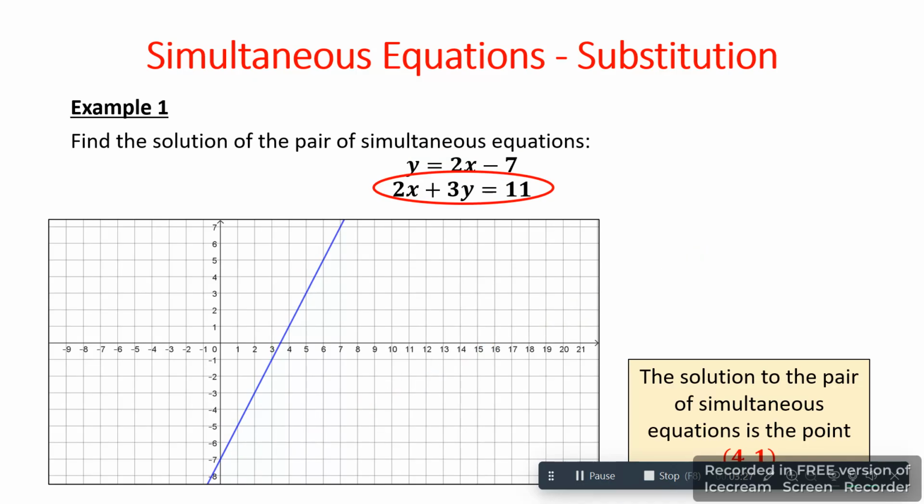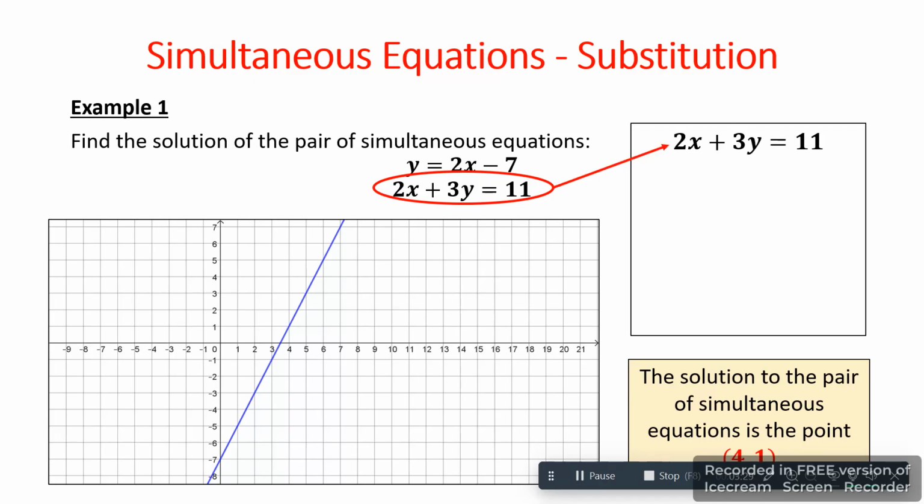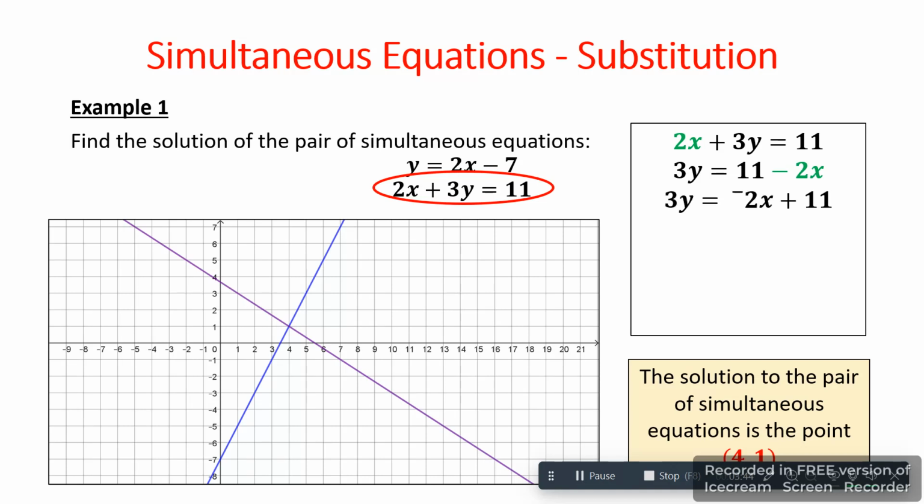Now our second equation is a bit trickier to deal with. It's still a straight line graph. Here it is here, but let's quickly explain how it is. Let's rearrange the equation. The first thing I'm going to do is subtract 2x off both sides to get 3y equal to 11 minus 2x. Now I'm going to swap the minus 2x and 11 over, and now I'm going to divide everything by 3 to get y is equal to minus 2 over 3 times x plus 11 over 3.